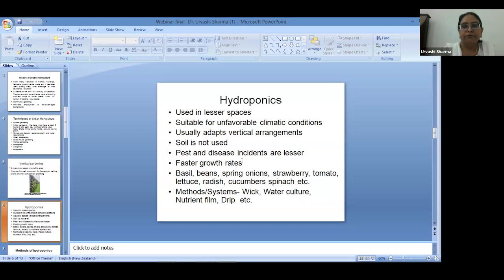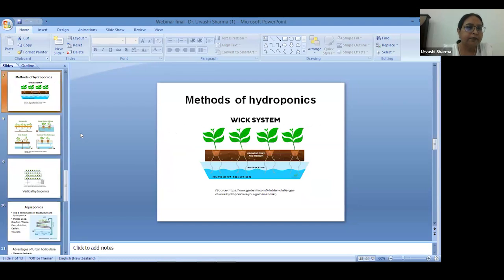There are different methods. I have chosen the 4 methods which are usually used. So the first method is the wick system. The wick system is like having wicks which are in the nutrient solution. It will absorb the nutrients from the nutrient solution or from the tanks, and supply them to the plant. This system is not much used because the plants may get more nutrients, or they may get less. So the plant may be getting overfed, or it is starved. There could be less water available to them. It is not much used.